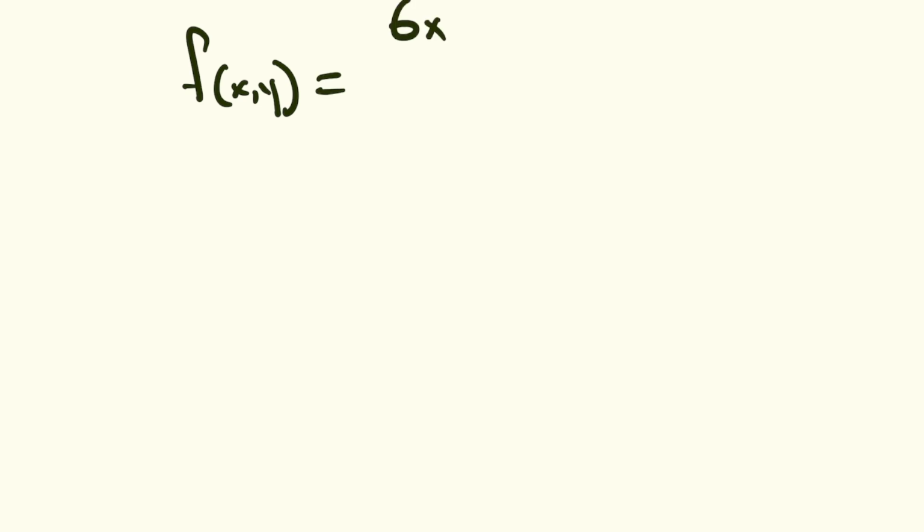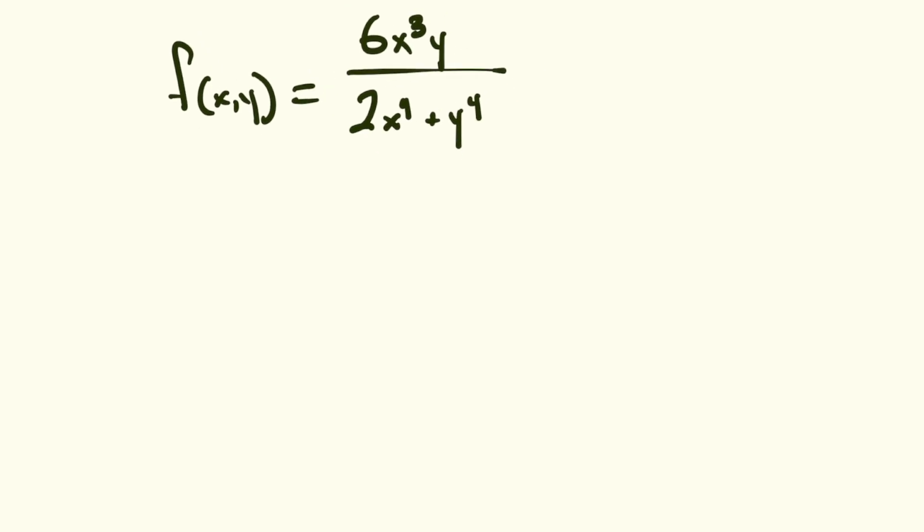We're going to call it 6x cubed times y divided by 2x to the fourth plus y to the fourth. So that's our function in two variables, right? And that's what we're going to be working with. So we want to know if the function exists, if there's a limit as it goes to 0, 0. So one of the things that we can do is we know our function has to go to 0 from every which way we're coming at it in our 3D picture.